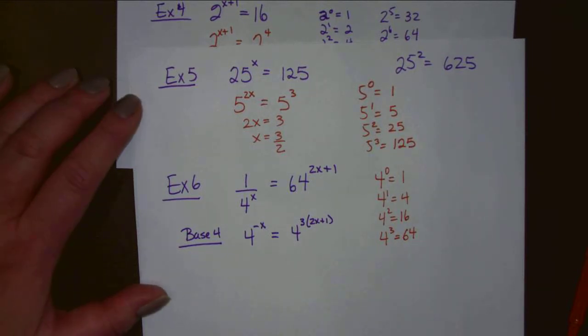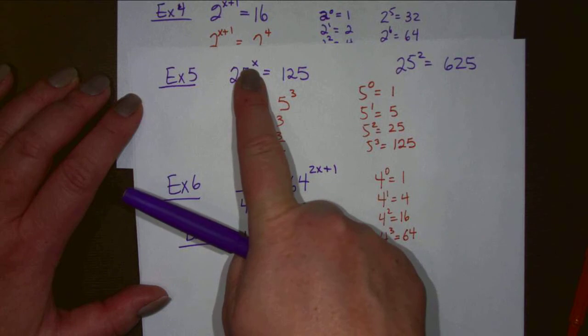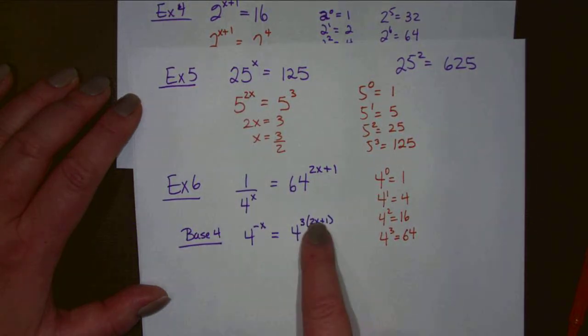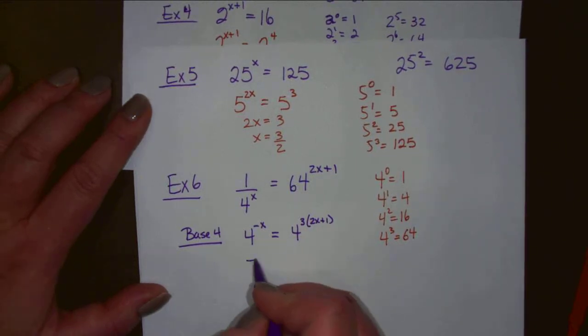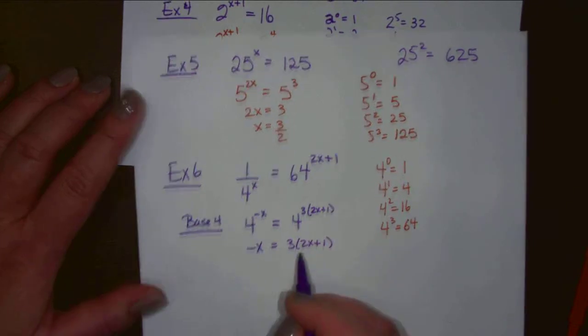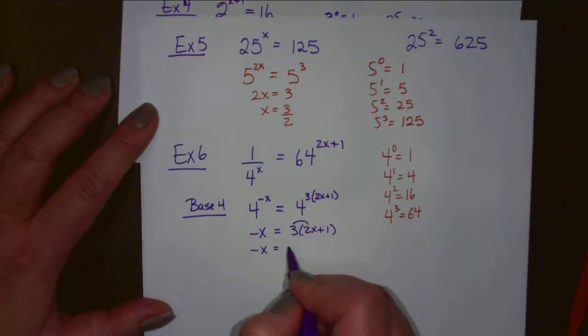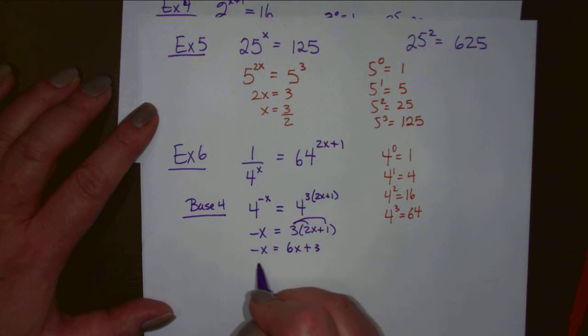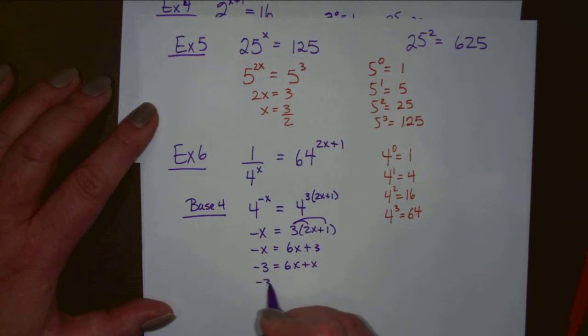The last one was similar to that, but it was just an x. So when I put the 2, it's just 2x. This one has more than one term, and we want the 3 to go with each of it. Now the bases are the same, so we can say minus x is equal to 3 onto 2x plus 1. And we can work this out. 6x plus 3. So x is minus 3 over 7.